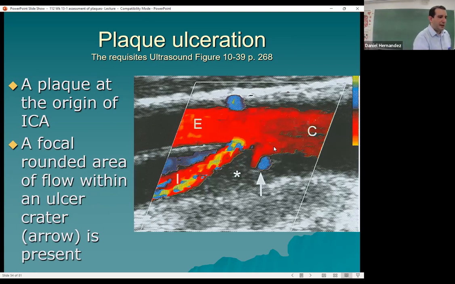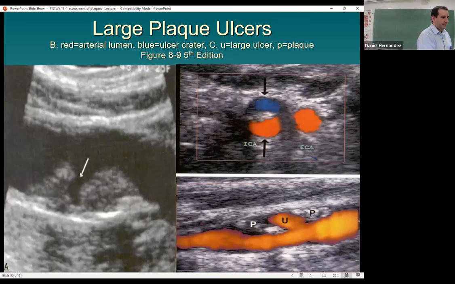So this was actually a plaque where blood flow was seen entering into an area that was ulcerated. This arrow is pointing to that ulcer within that plaque. So this is irregular. We got this crater here where blood flow is entering in. It's very irregular now. And a plaque with a large ulcer here.